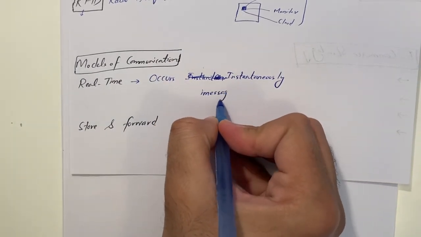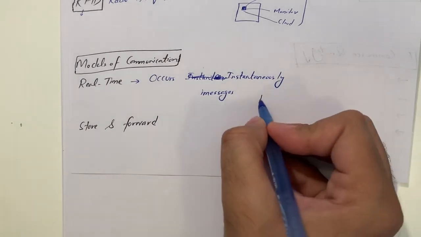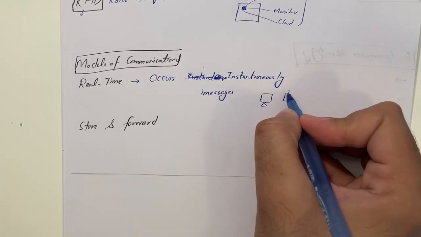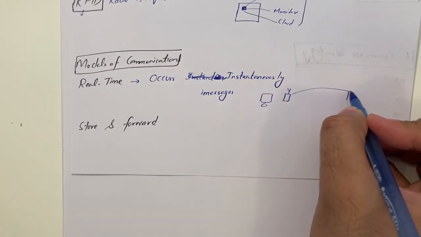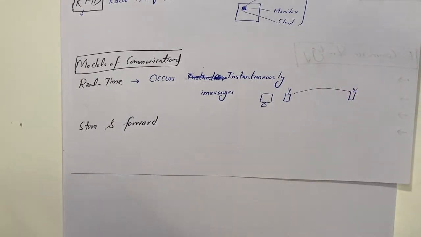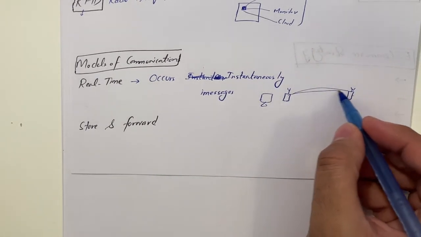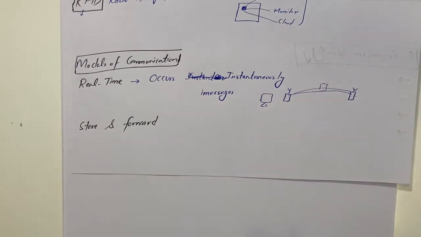Nothing is stored on the Apple network. Let's say you type a message from your cell phone. If the receiver's phone is connected to the internet, the message will get delivered. There is no intermediary server involved.